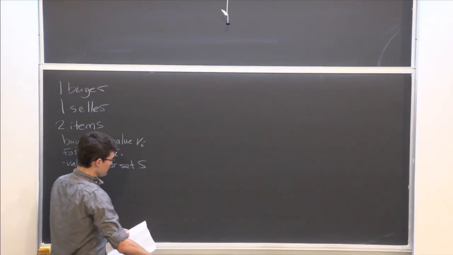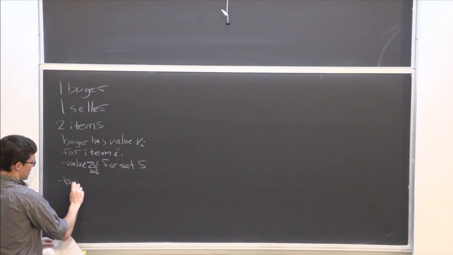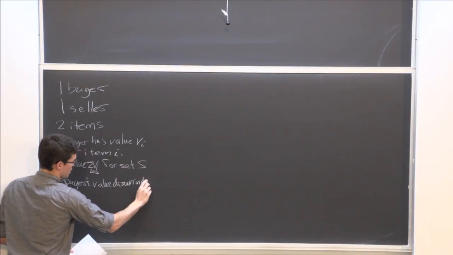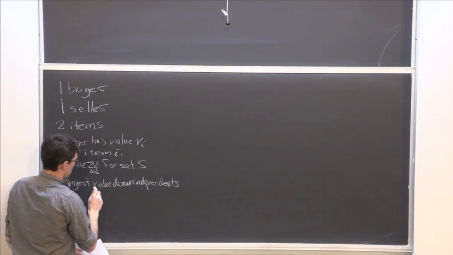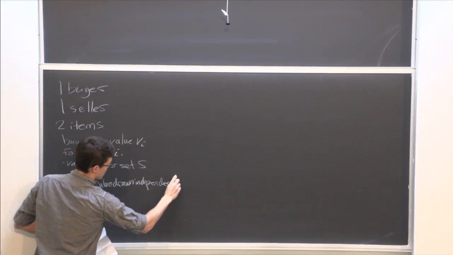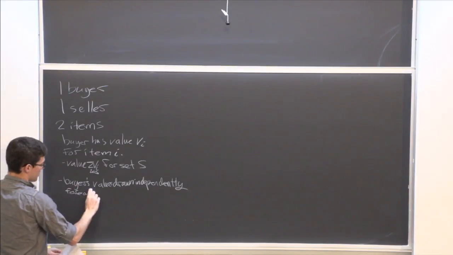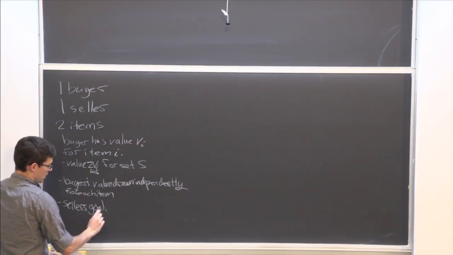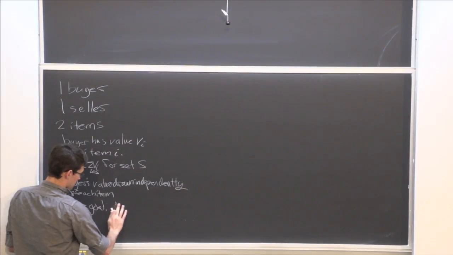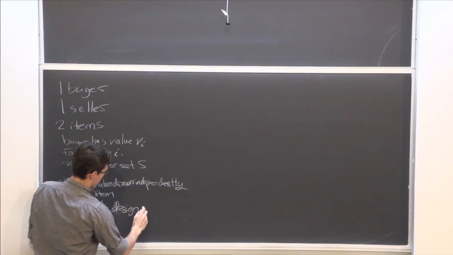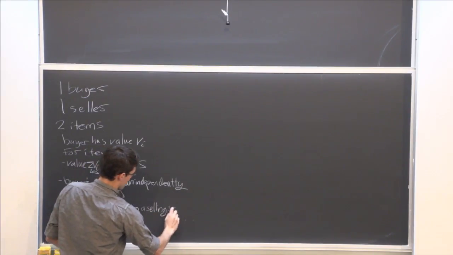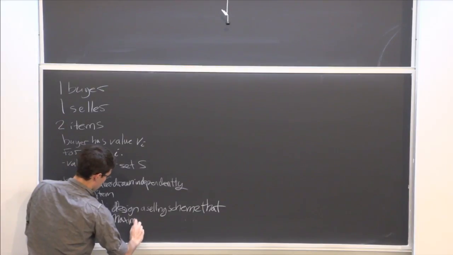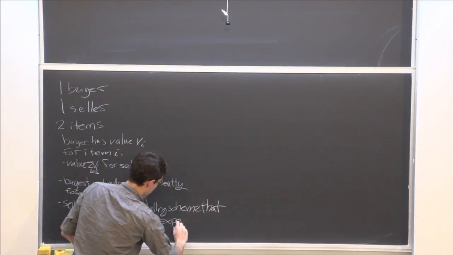And let me give you one more thing: we'll say that the buyer's values are drawn independently for each item, and the seller's goal is to design a selling scheme that maximizes the expected revenue.